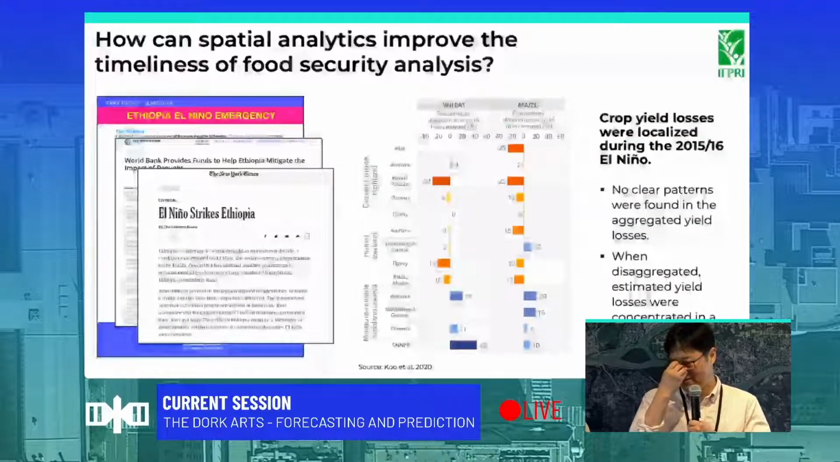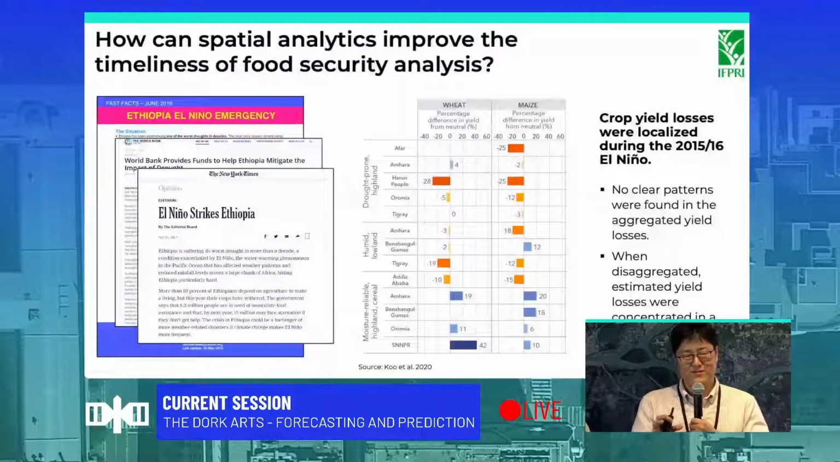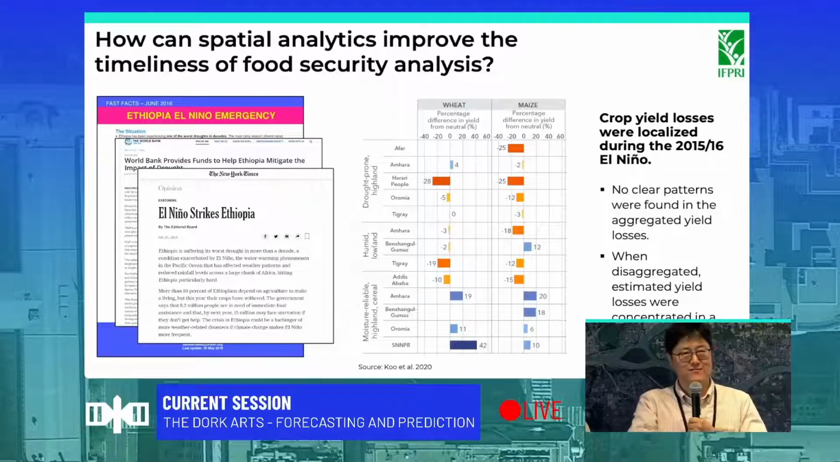The next system is not exactly a forecast, it's more of a nowcast. For example, during the 2015-16 El Nino in Ethiopia, there was a lot of emergency early warning. It's not just Ethiopia, but a lot of African countries were really scared of how much the serious drought would damage all the crop production.